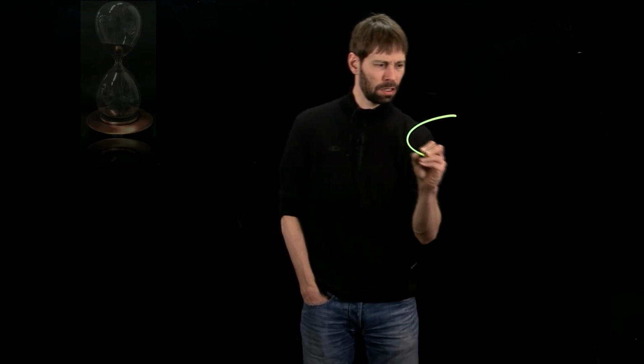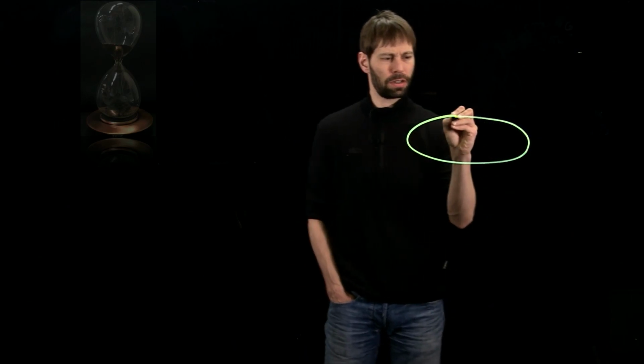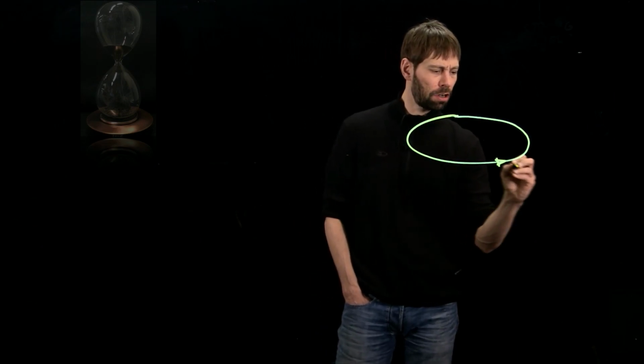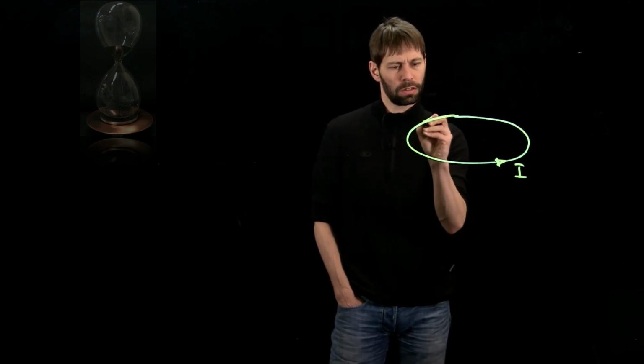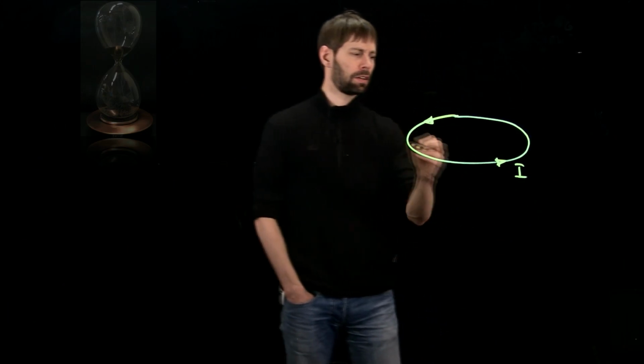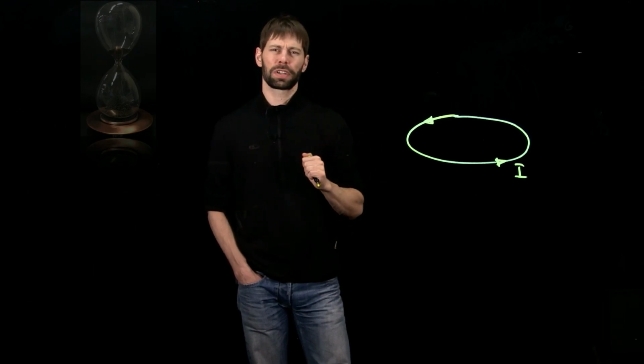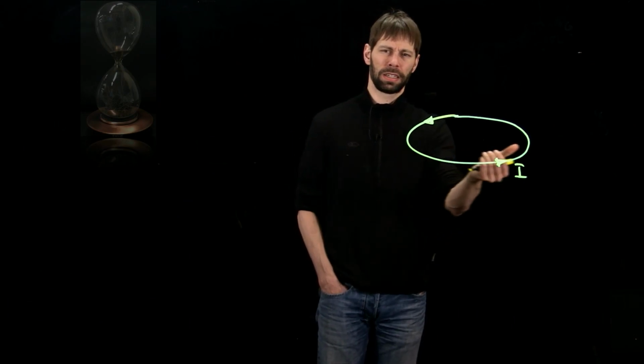Let's consider a current carrying wire that has been bent into a circular shape. So this is a loop that carries a current I. There's a current flowing in this circular loop like that. And we can use the Biot-Savart law to work out what is the magnetic field produced by this wire.